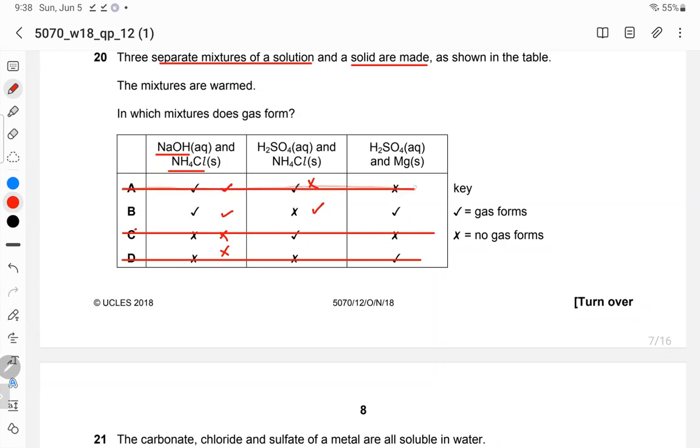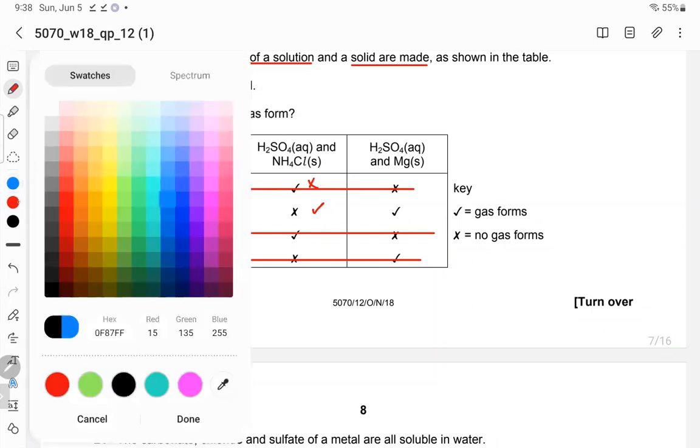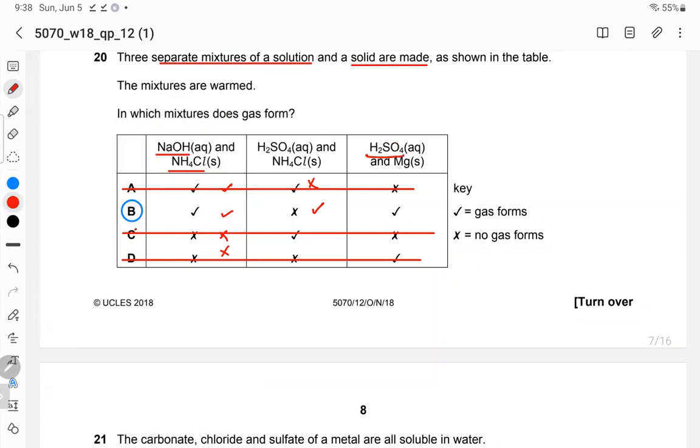So I will eventually jump to the correct answer, that is B, because when an acid and a metal react, hydrogen gas is formed. So it is correct too. In this case no gas. When an alkali and ammonium compound is heated, ammonia gas is liberated. When an acid and metal is reacted, hydrogen gas is liberated.